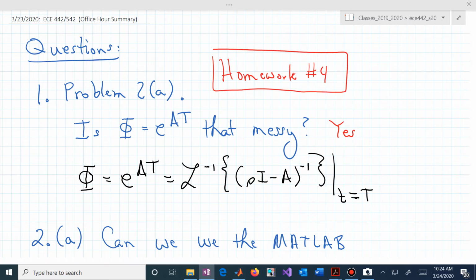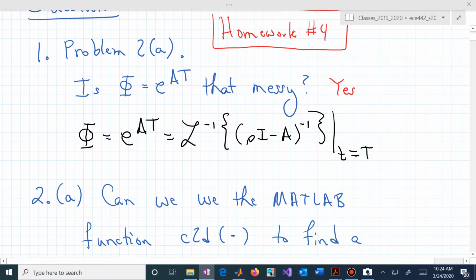The first problem is the phi matrix in this zero order hold equivalent, which is equal to e to the capital A T, where T is the sample period. Is that messy? The short answer is yes. Phi is computable by hand by doing this inverse Laplace transform of (sI minus A) inverse and evaluating that at t equal to capital T, where capital T is the sample period.